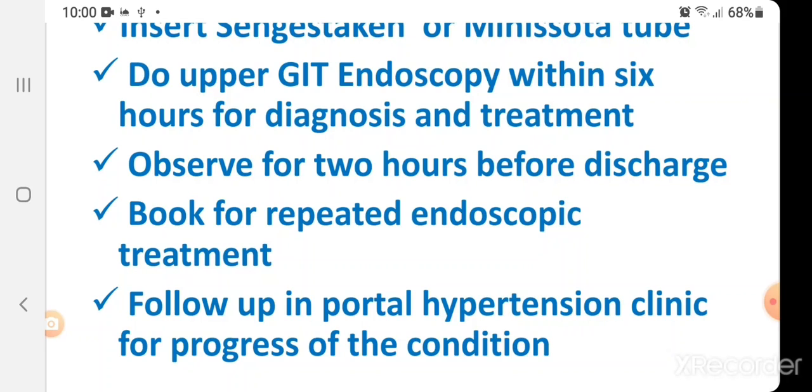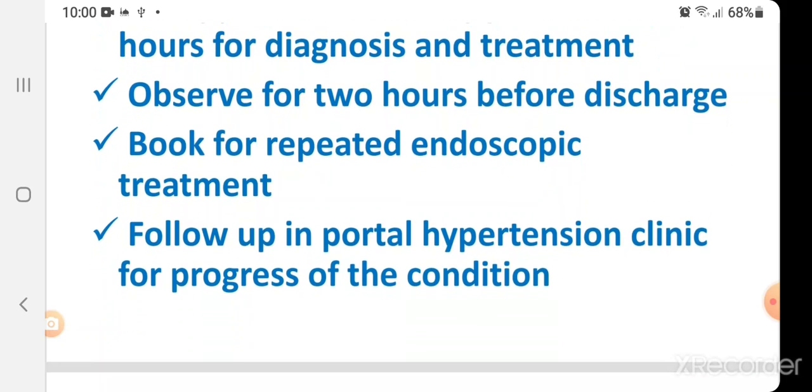You keep the patient in the hospital for at least 2 hours to observe and to know that the bleeding has stopped. Then after that you discharge the patient, and you book the patient for repeated endoscopic treatment for the varices, fundal or gastric varices. You bring the patient to Ibn Sina hospital.